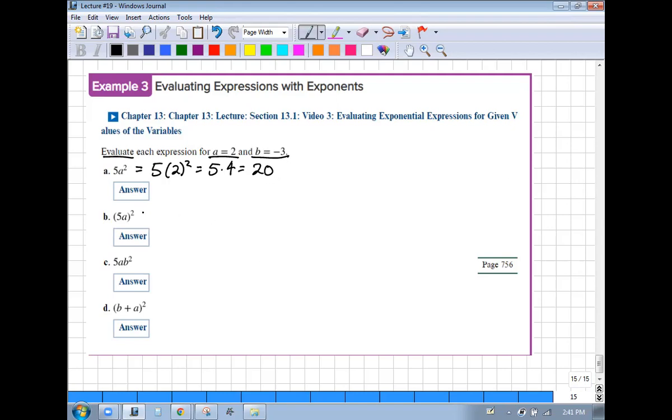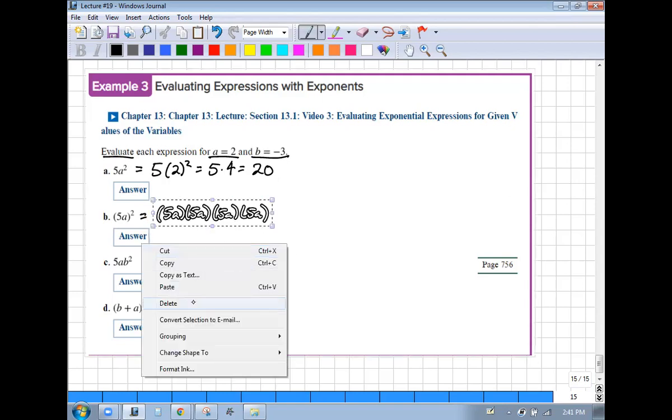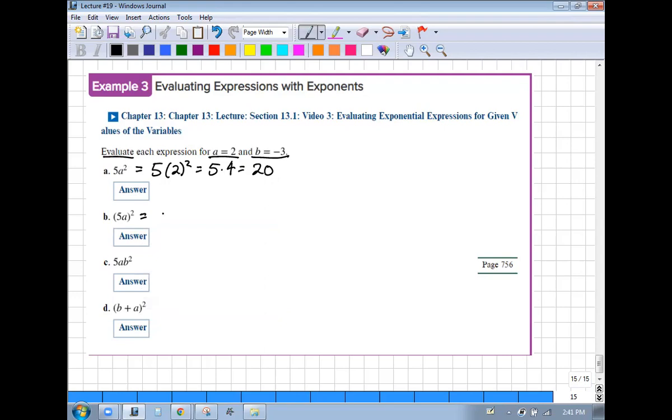Now 5a squared, this is 5a times 5a times 5a times 5a, all right? It's easier to plug the number in first. They said a is 2, so let's plug the 2 in first. So whenever you have exponents, you have to do this first, all right?